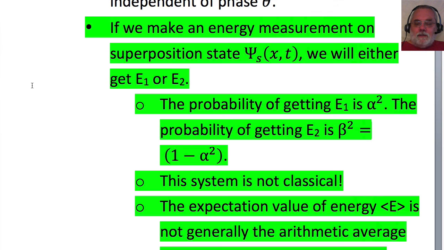If we make an energy measurement on the superposition state, psi sub s, we will either get energy eigenvalue E sub 1, or we will get energy eigenvalue E sub 2. We will not get the expectation value, which is in between them. The probability of getting E sub 1 as the measurement outcome is alpha squared. The probability of getting E sub 2 is beta squared, which is equal to 1 minus alpha squared.